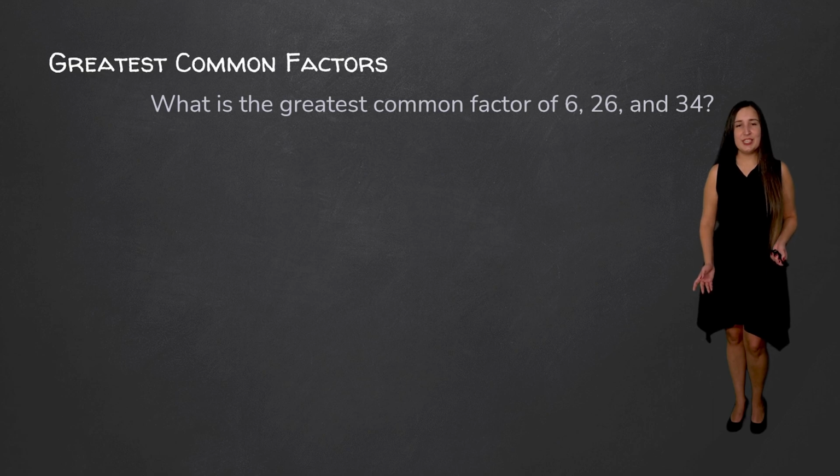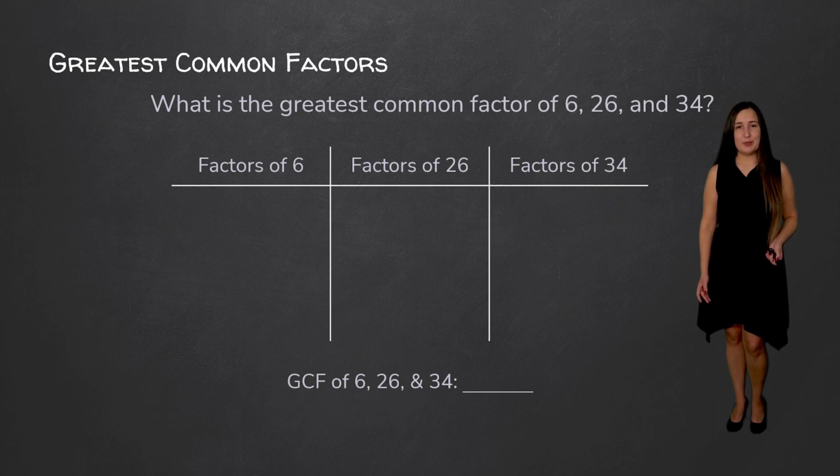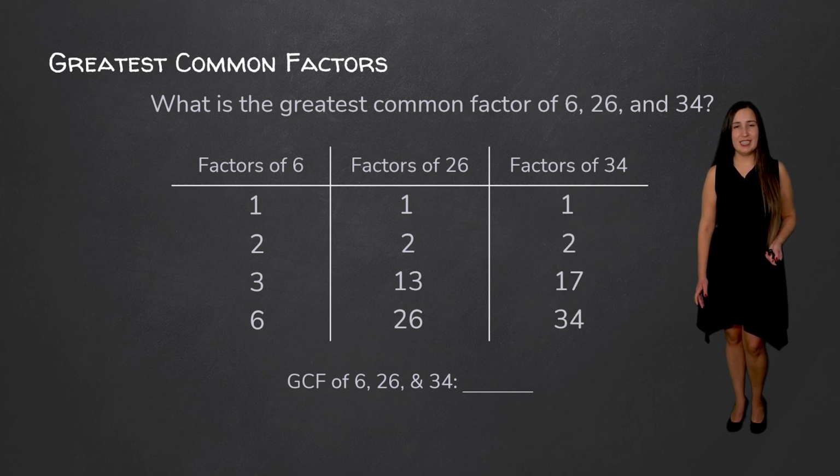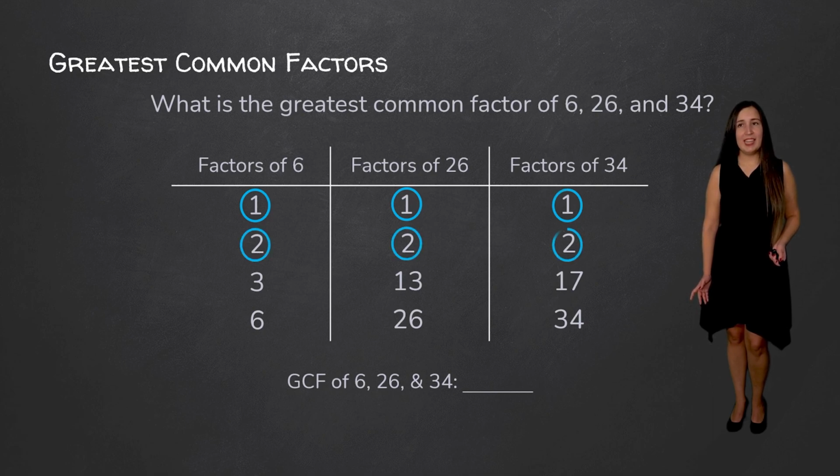And then finally, what is the greatest common factor of 6, 26, and 34? And again, we're going to make a table. So our factors of 6 are 1, 2, 3, and 6. Our factors of 26 are 1, 2, 13, and 26. And finally, our factors of 34 are 1, 2, 17, and 34. So let's see what they have in common. So they all have a factor of 1, they all have a factor of 2, and that's it. So the greatest common factor of 6, 26, and 34 is 2. And that's it for finding the greatest common factor.